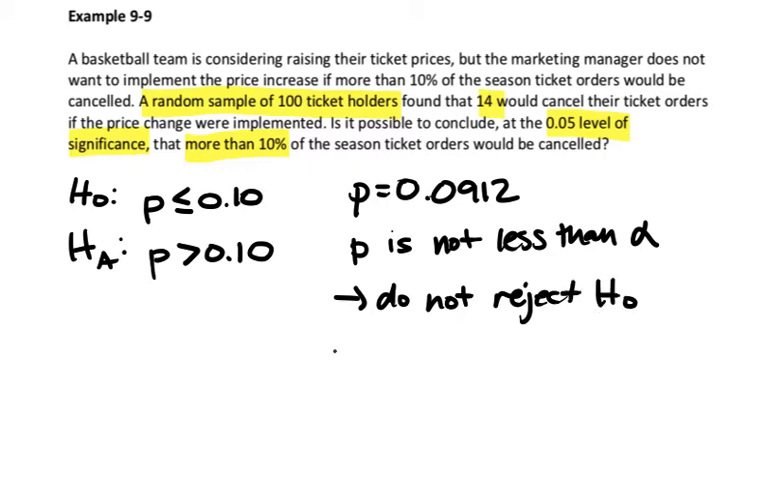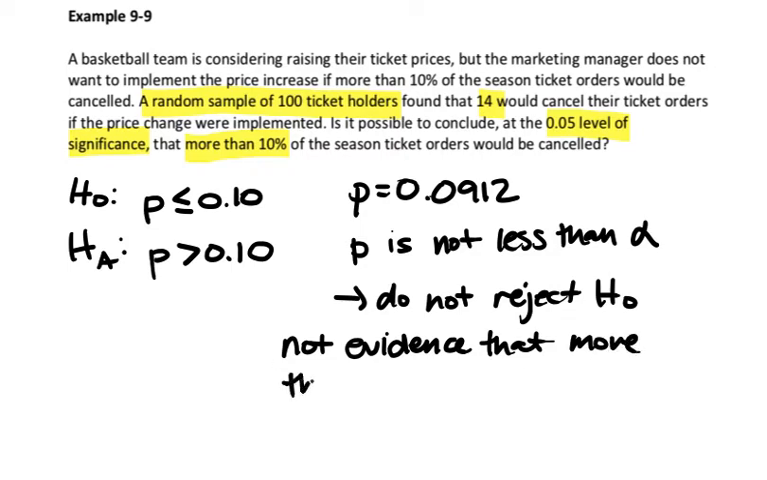And so what that means about this situation is that I cannot say that more than 10% of season ticket orders would be canceled. So this is not evidence that more than 10% of orders would be canceled.